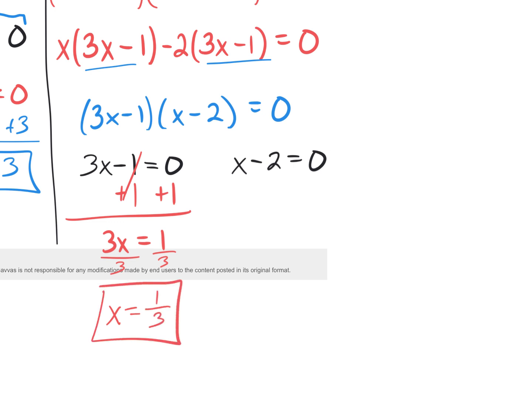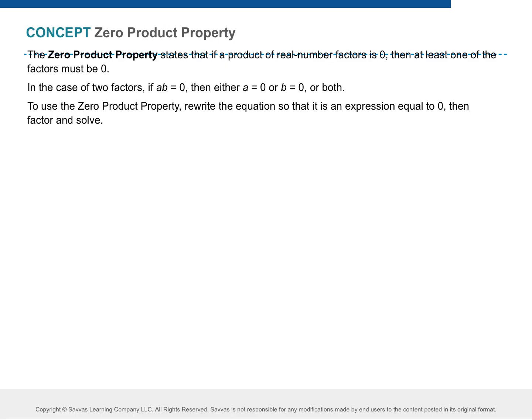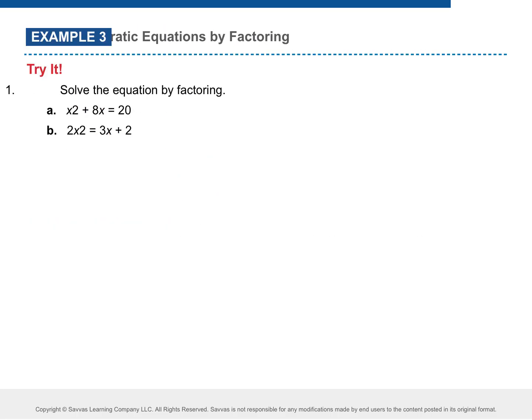Now I can't forget to go do that other side. What do I do on the other side? X minus 2 equals 0. Yep, and then I add 2 to both sides, so I have x equals 2. Those are both of my answers. So you could get fractions as your 0 values. Okay? Jump down to example 3.